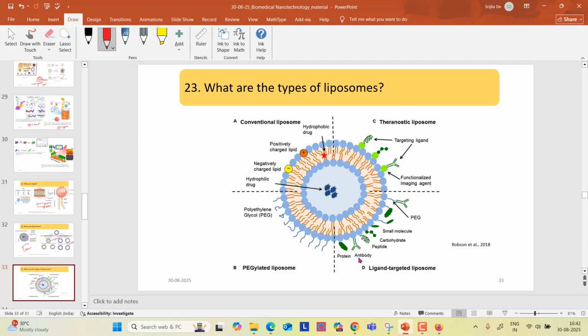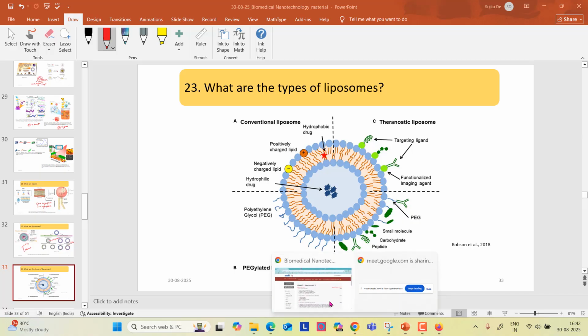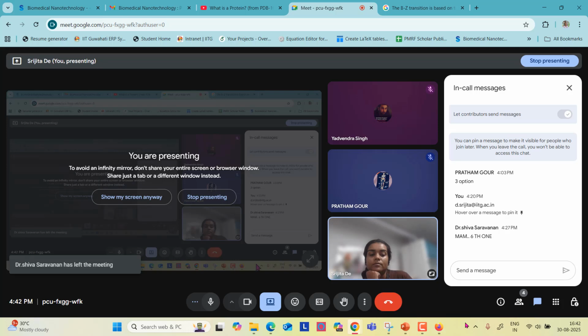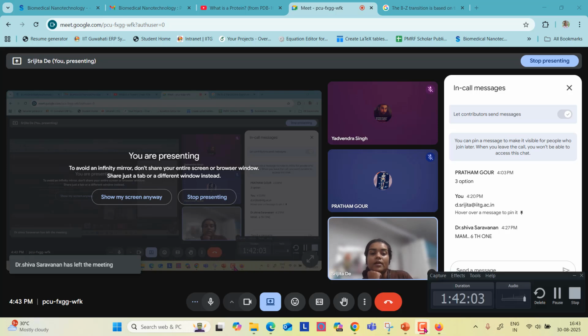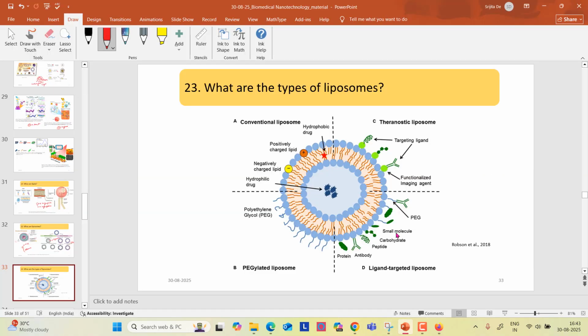So in which cases can liposomes be used? Conventional liposome can be used for drug delivery, positively charged lipid carrier, negatively charged lipid carrier. Okay. So this is the conventional liposome. Pegylated liposome, just now I said that they are made neutral. So they have no charge here. Pegylation means no charge.